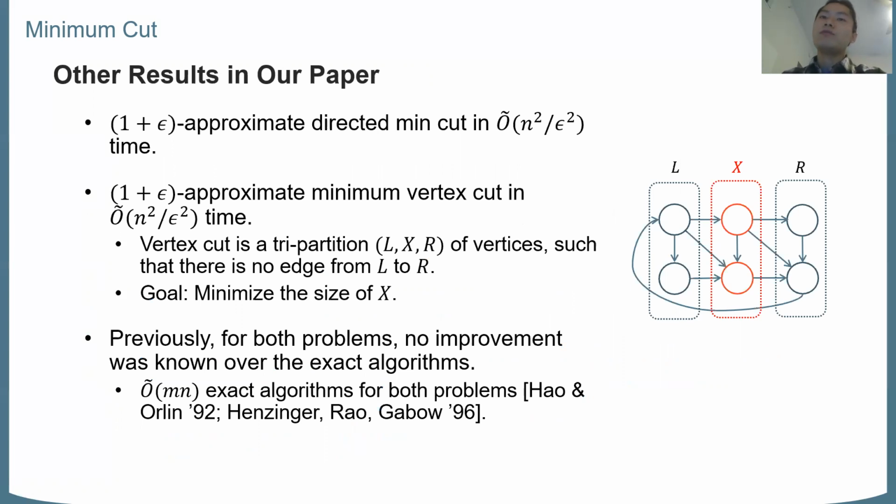And we also consider the minimum vertex cut. So a vertex cut is a tripartition L, X, R of vertices. So intuitively, if we cut the vertices in X, then there will be no edge from L to R. And this approximate version of minimum vertex cut can also be solved in near quadratic time. And previously, for both these approximate problems, no improvement was known over the exact algorithms. That is, O(mn) exact algorithms are the best for both problems.